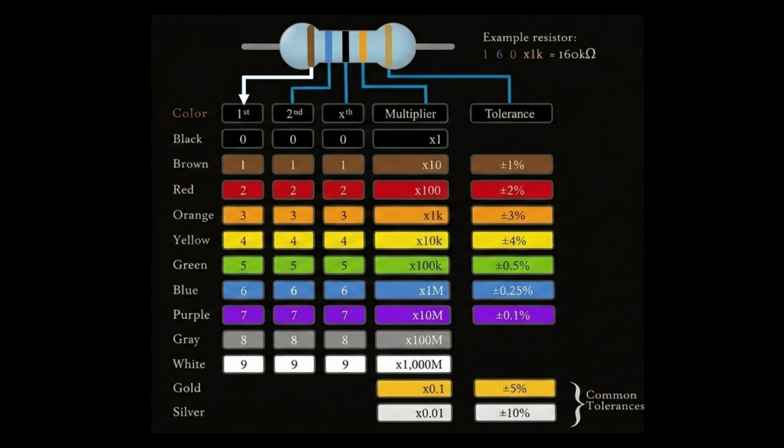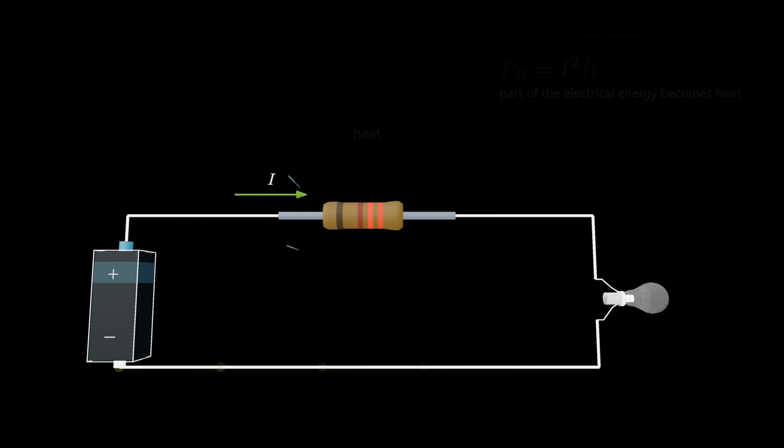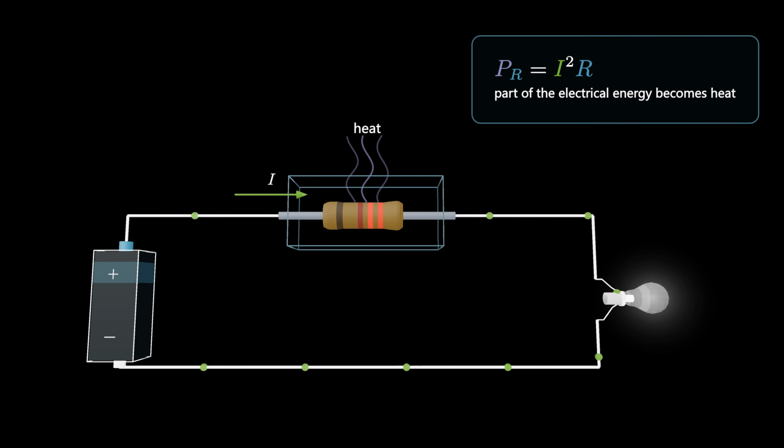Resistors are elements that limit the flow of current. We decode their value using colored bands. The first digits give the base value, the third band is the multiplier, and the last one represents tolerance. When a resistor opposes current, it irreversibly converts part of the electrical energy into heat. This is why resistors, especially powerful ones, can become warm during operation.